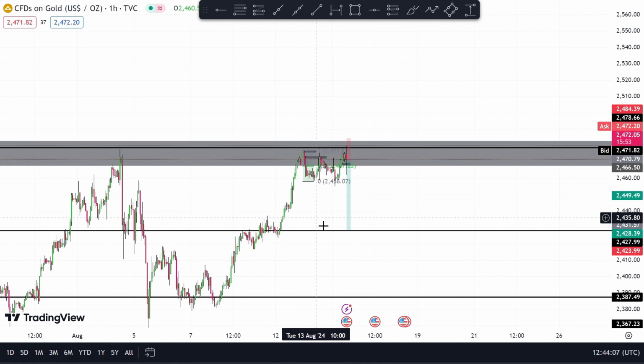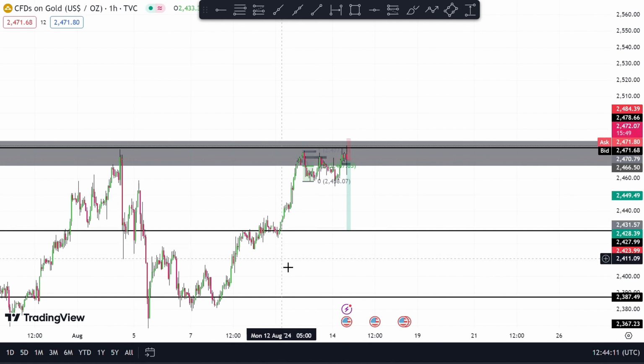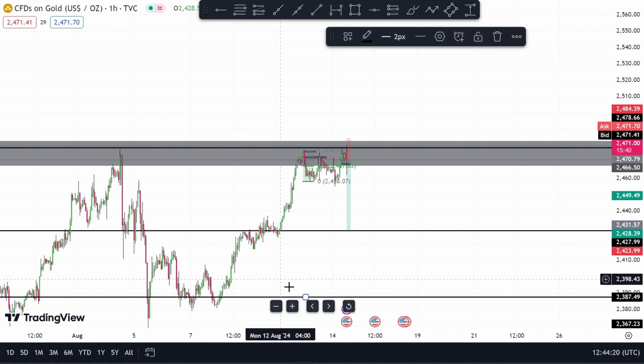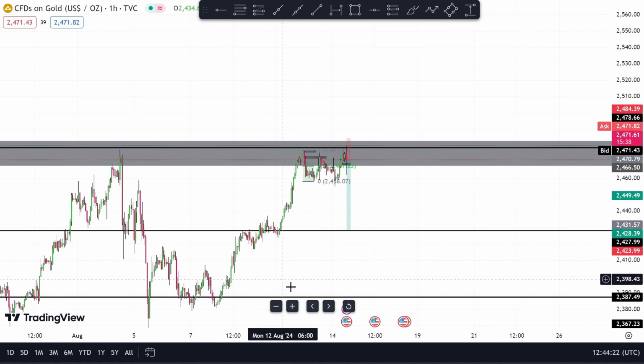Then maybe later in the day I will scale in for another sell opportunity and take it all the way down to this demand zone here. All right, I hope you've seen something. Now let's wait for this trade to play out.